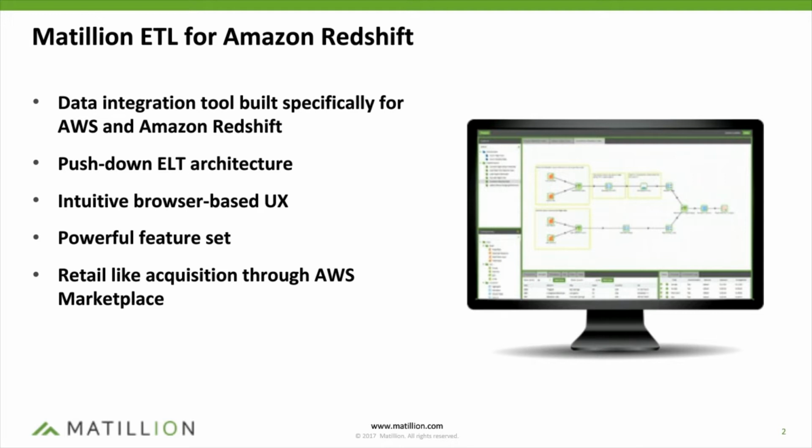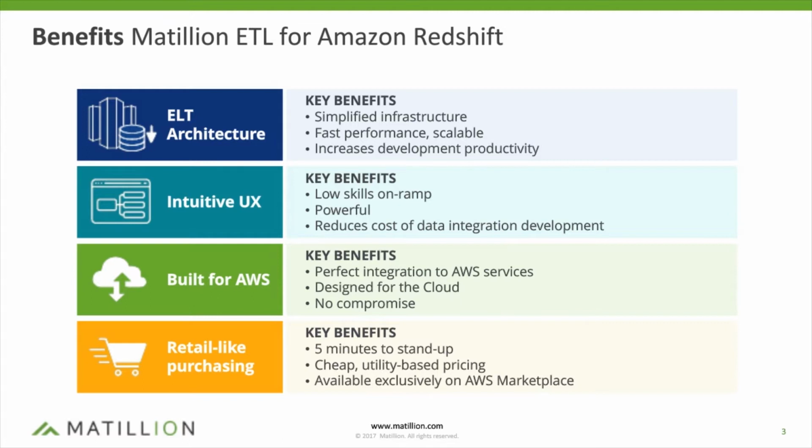So on the first slide here, I'm just going to run through what Matillion ETL for Amazon Redshift is. We're a data integration tool built specifically for AWS and Amazon Redshift. We provide a push-down ELT architecture through an intuitive browser-based UX and UI. We have a very powerful feature set, and it's a retail-like acquisition through the AWS marketplace. We're going to go on to slide 2 here now. And here we go into some of the benefits and highlight the key points that I just made on the last slide. As you can see, ELT architecture.